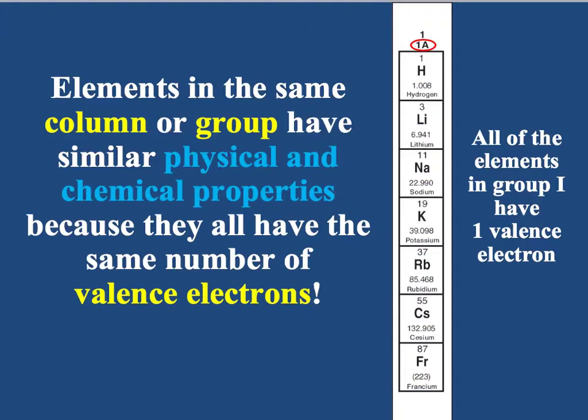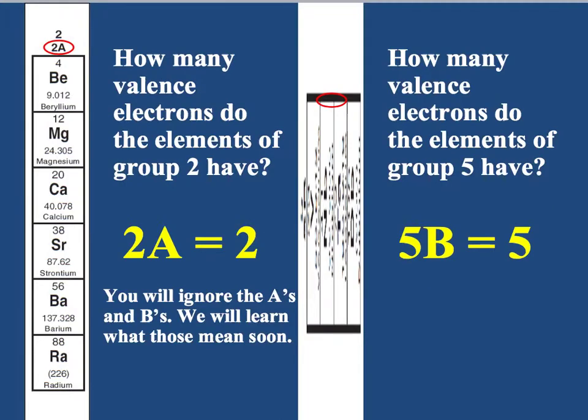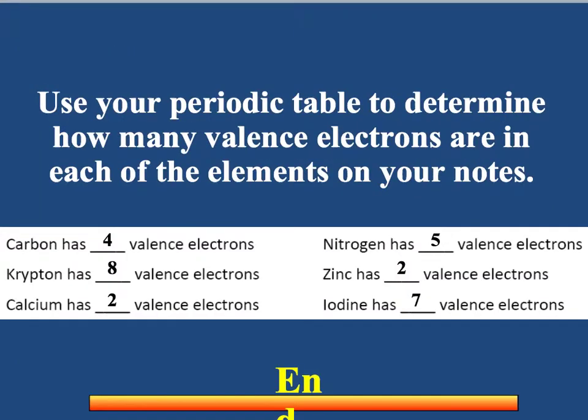Again, elements that have the same valence electrons have the same physical and chemical properties. They behave the same way. Okay, so we've skipped some slides.